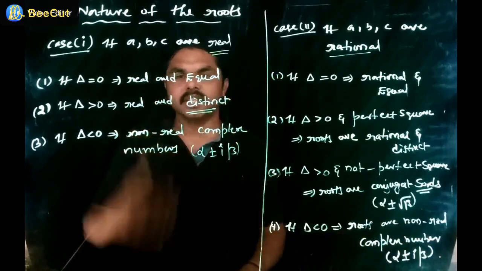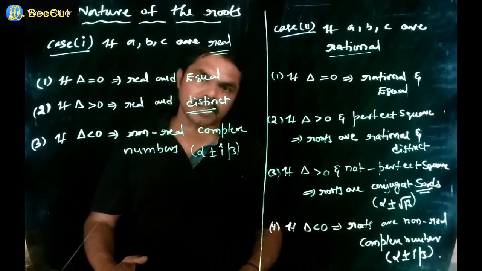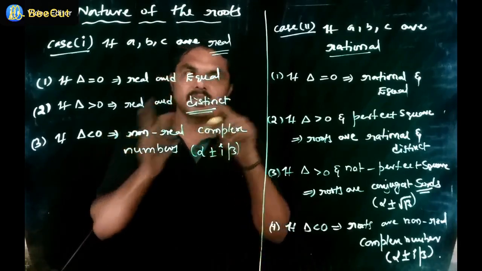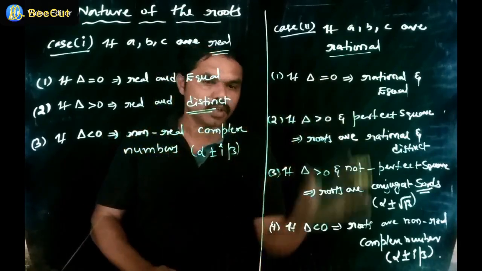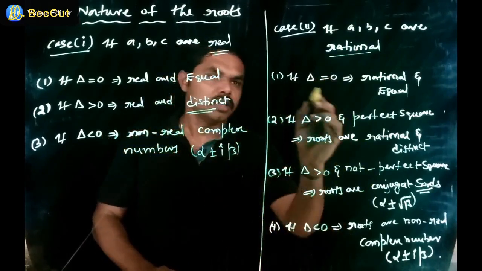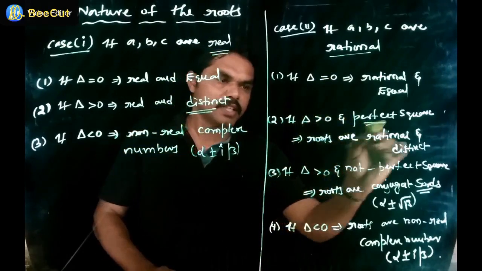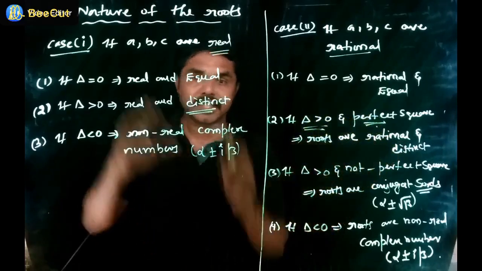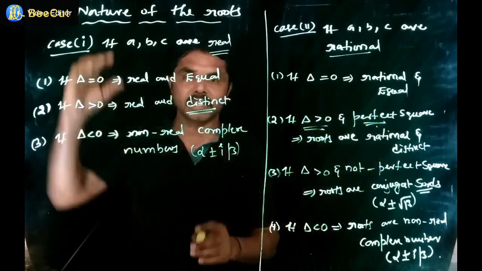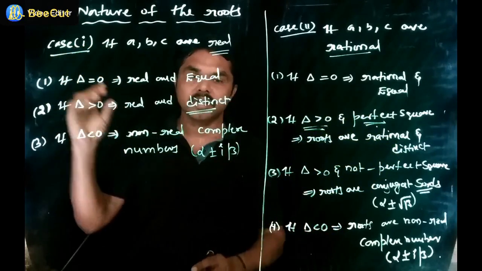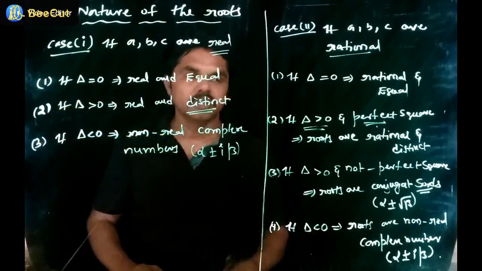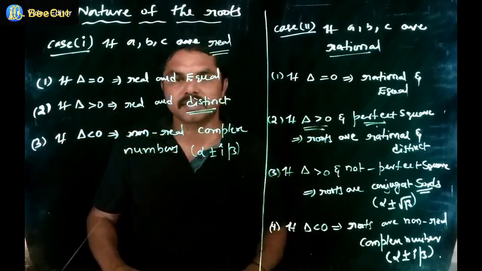Sometimes, particularly in exams like Mains, there are options to decide whether the roots are rational or not. We need to follow these steps. If delta is greater than 0 and it is a perfect square, and there is an option of roots being real and distinct or roots being rational and distinct, we need to choose roots are rational and distinct. You need to follow these points.